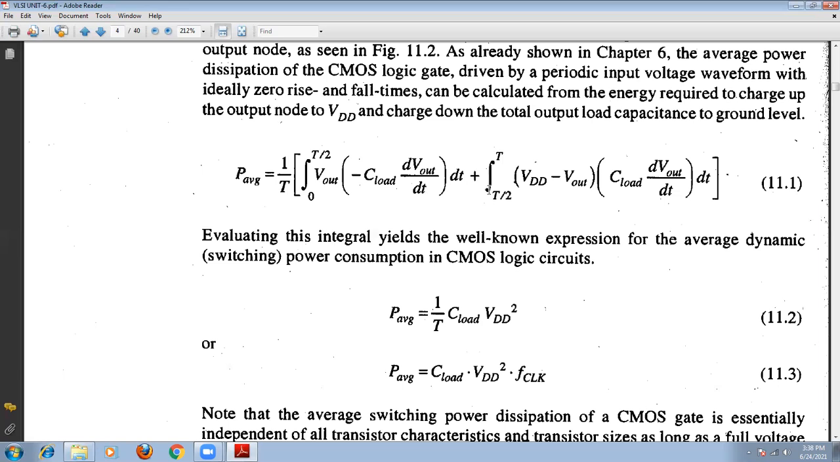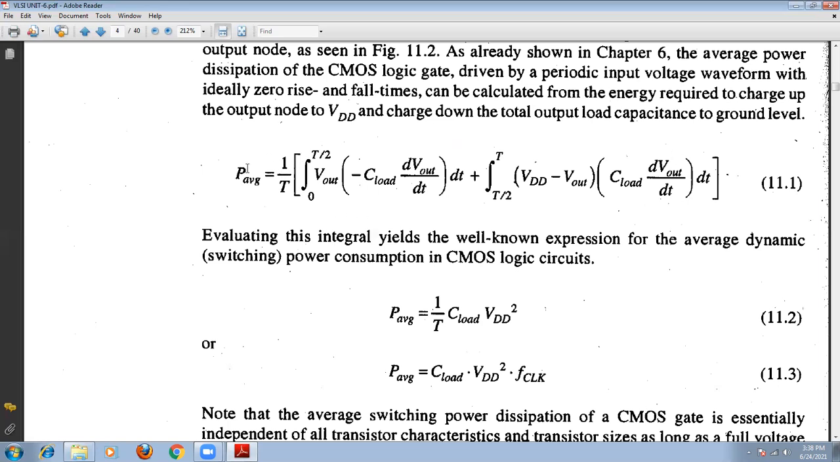Similarly, from T by 2 to T, you have the low state. In this case the pull down transistor is off and the pull up transistor is on. The pull up transistor being on indicates that the voltage drop across the pull up transistor is VDD minus V out. This is the voltage drop across the P-type transistor, multiplied by the current as the capacitor charges, that is C into dV out by dt. This gives the total average power.